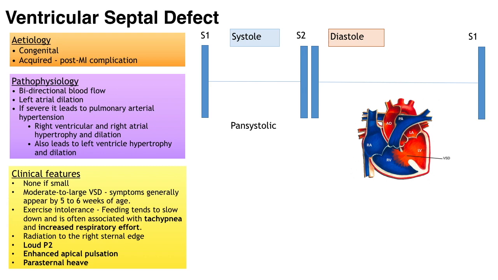On auscultation, you're going to hear a loud pansystolic murmur, and you may also hear a loud P2 component to the S2. There'll be radiation to the right sternal edge, and you might also feel an enhanced apical pulsation or a parasternal heave. So here, this is what it sounds like.